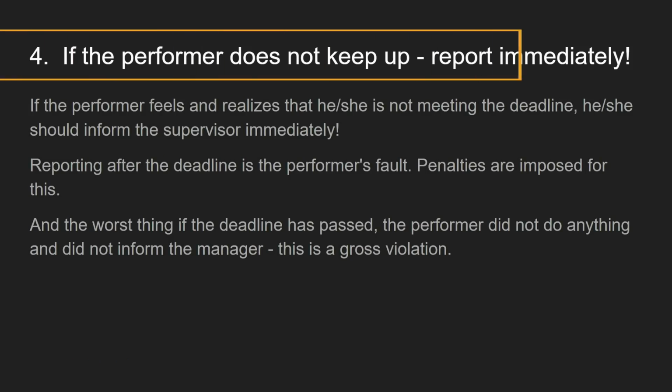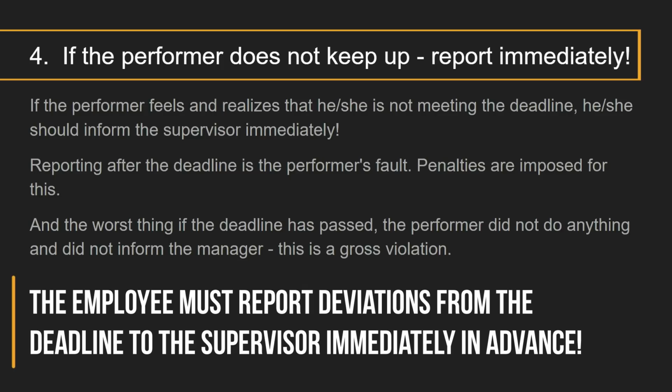Point 4. If the performer does not meet the deadline, it is necessary to immediately inform the manager. If the performer reports after the deadline, it is the performer's fault. Penalties are imposed for this. The worst thing is if the deadline has passed, the performer has not done anything, and has not even reported it to the supervisor. This is a gross violation.